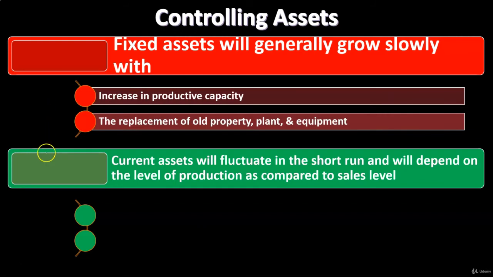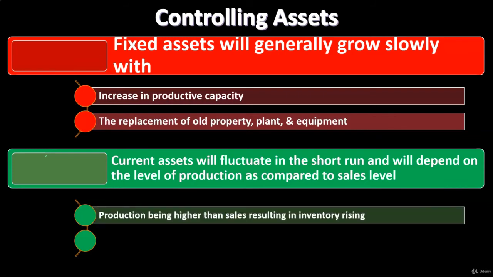When you're thinking about the current assets, you're thinking about things that will be happening in the short run and will be changing a lot. And so that's going to be some of the difficulty there, that you're constantly dealing with that fluctuation, which is more volatile. So production being higher than sales results in inventory rising. If your production is higher than the sales, then you're going to have increased inventory. So if you're making units of stuff and your production is higher than the sales that took place, you'll have an increase in inventory.